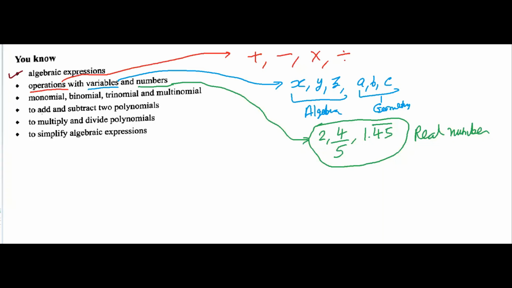Okay, fine. So we have the second point to discuss, that is operations with variables and numbers. Operations in mathematics are plus, minus, multiply and division. Variables: we can use any alphabetic character like x, y, z or a, b, c as a variable in mathematics. Generally in algebra we use x, y, z as variables. In geometry we can use a, b, c. We can use whatever we want, but this is preferred.